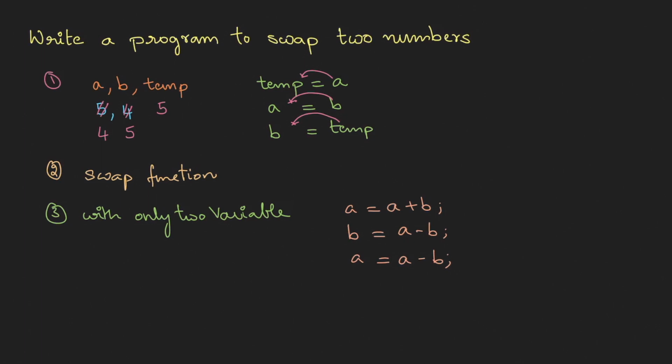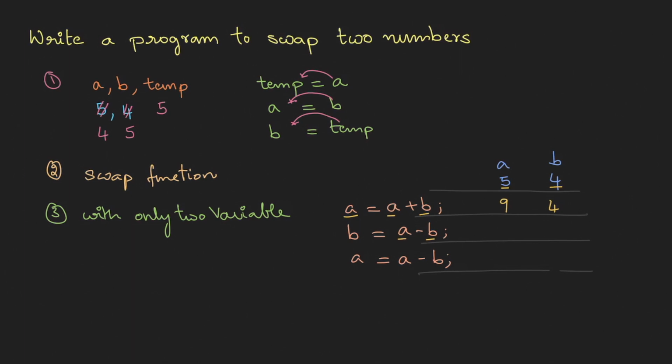Let me show this with an example. Let's use the same values a and b as 5 and 4. Let me draw some lines for reference. After the first iteration, what we are doing is we are adding a and b and we are storing it in a. So when we add 5 and 4, it is 9. 9 we are going to store in a. B is as it is, that is 4. The second iteration, what happens? From a we are subtracting b.